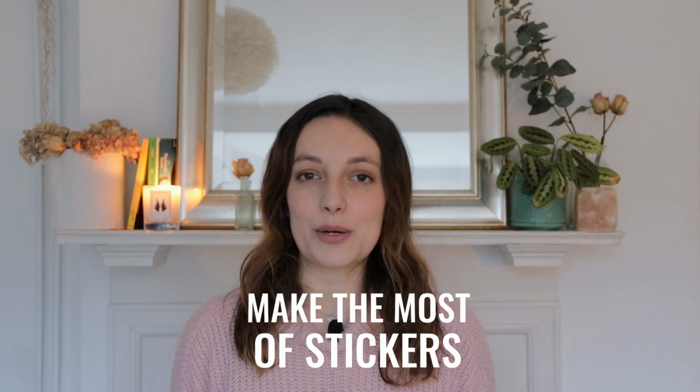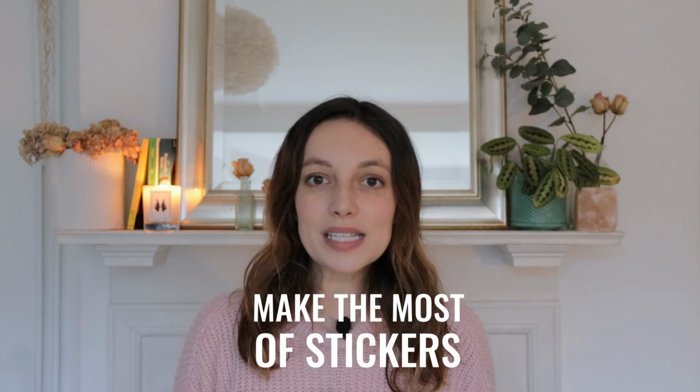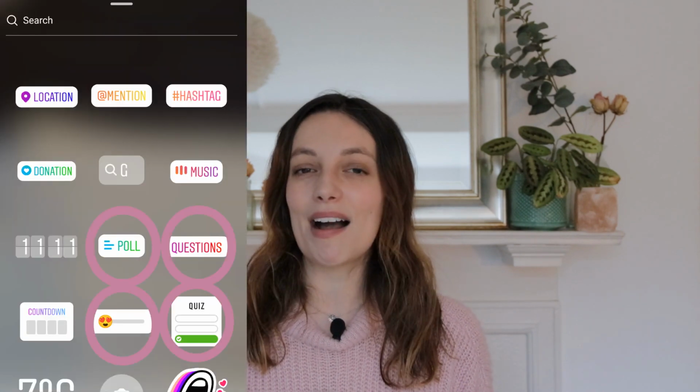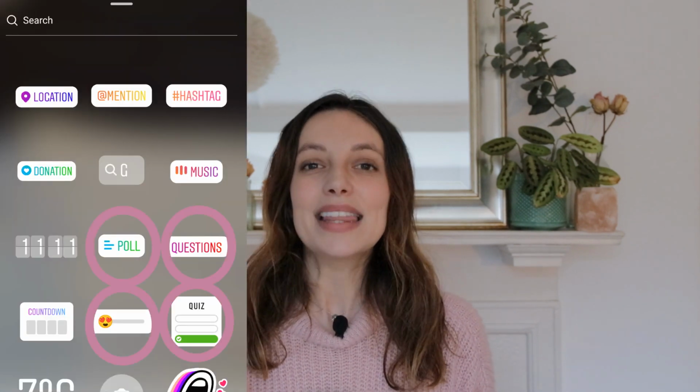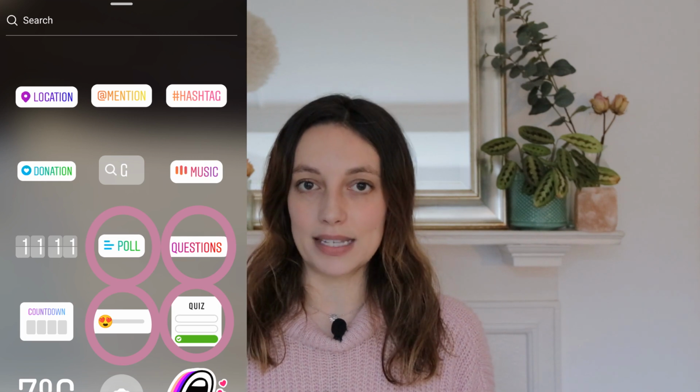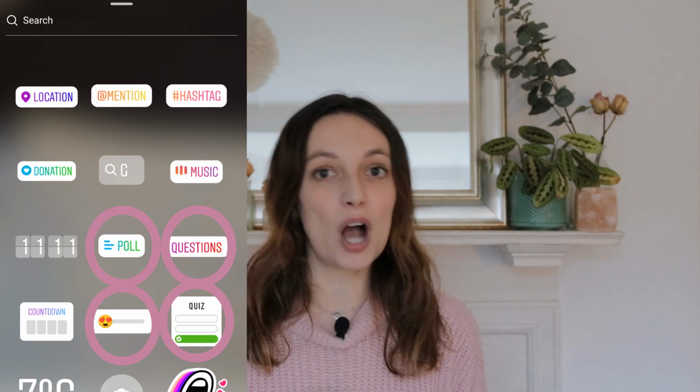And that brings me on to tip number 5. Make the most of Instagram story stickers. The poll sticker, the question sticker, the quiz sticker, the DM sticker, these are all your secret weapons, and you may have been using them from time to time already, but I really want you to start using them as often as you can without overwhelming people, and using them really strategically.